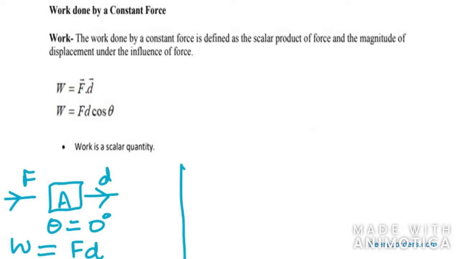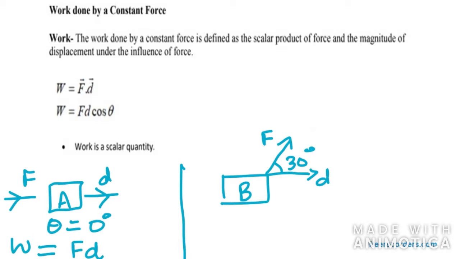Let us consider the second one. Suppose I have a force in the direction 30 degree, and we can see the angle between D and F is 30 degree. That means my work done will be F cos 30 degree dot D.